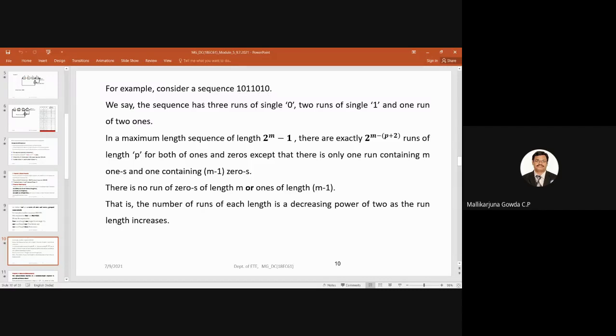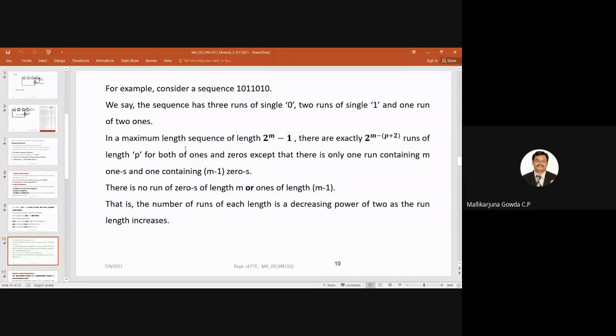Hope you got my point. The sequence has 3 runs of single 0: this 0 and this 0 and this 0, and 2 runs of single 1: this one and this one, and 1 run of 2 ones. It's this, right? 2 ones are there.